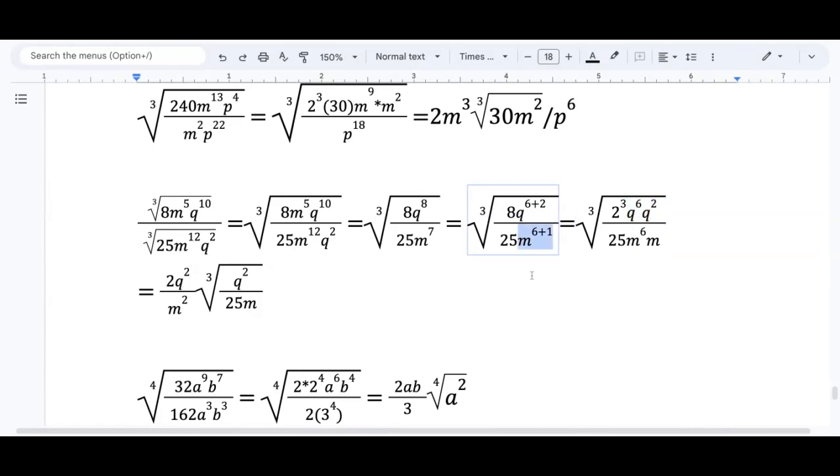Similarly, m raised to 7, we want to write as m raised to 6 plus 1, split into m raised to 6 times m. Now you see q raised to 6 becomes q squared outside, right? Also 2 cubed and the cubic root becomes 2. And m to the 6th power becomes m squared outside, because 6 divided by 3 is 2. What's left inside? We still have q squared divided by 25m inside the index.